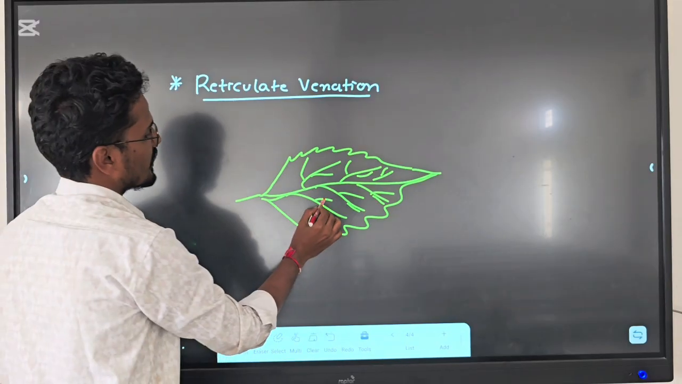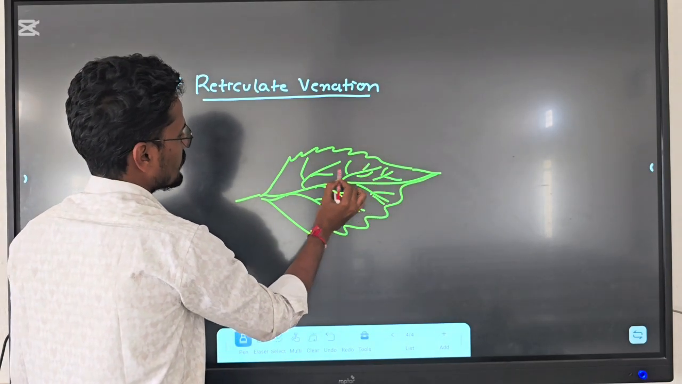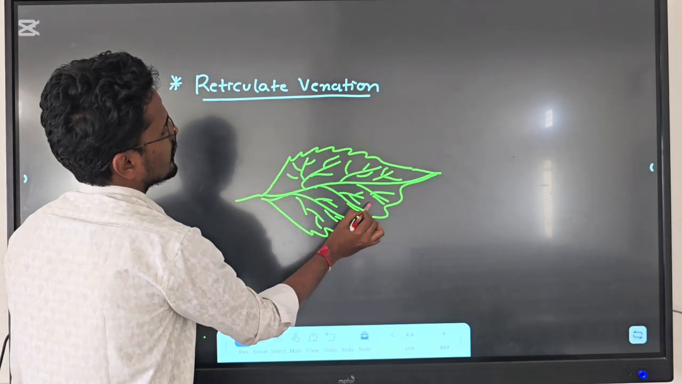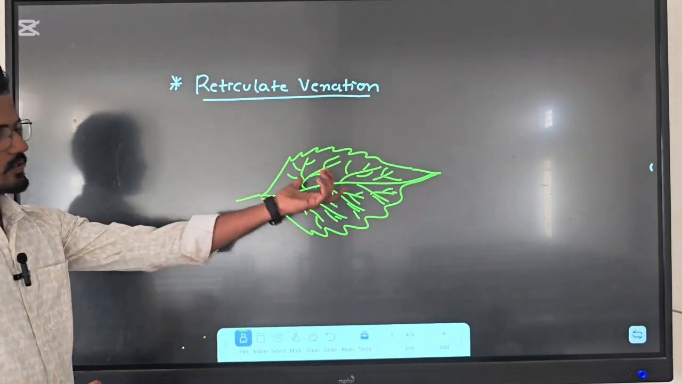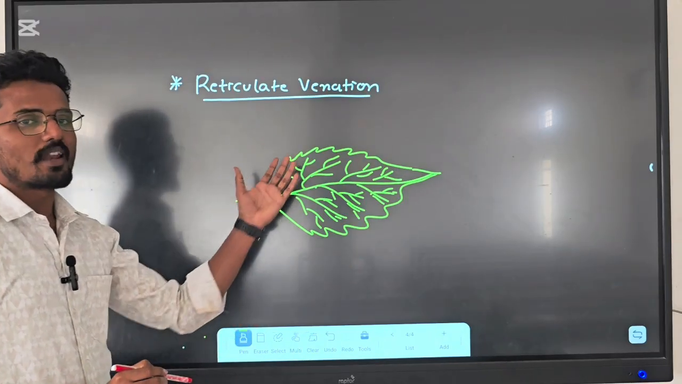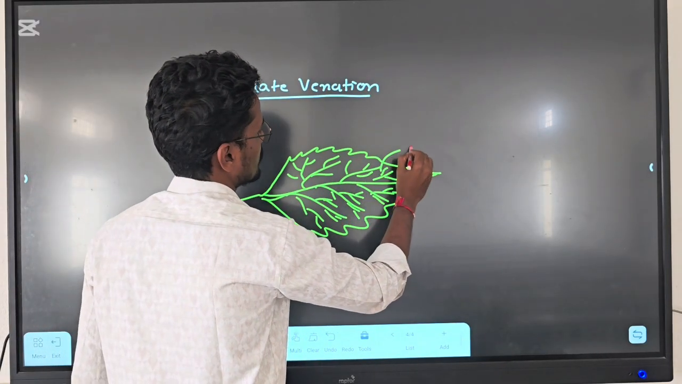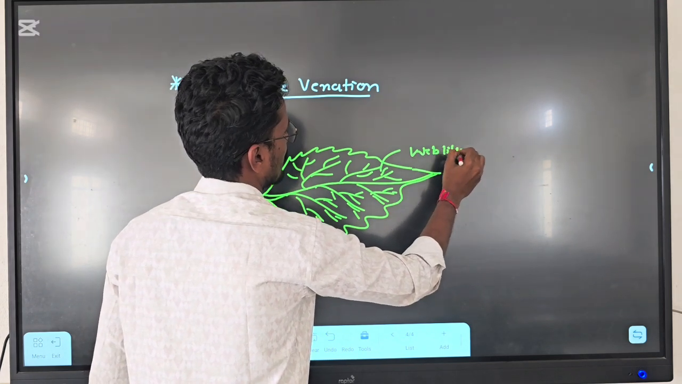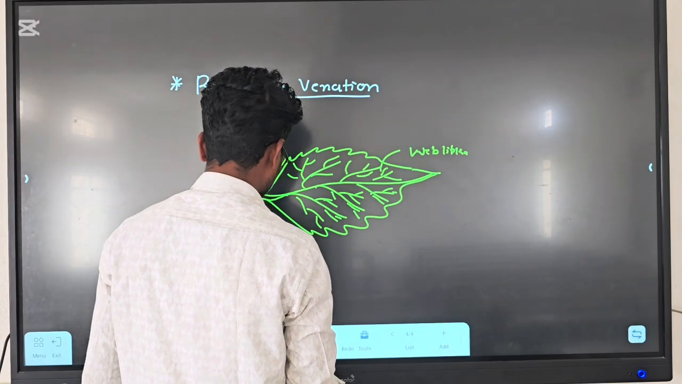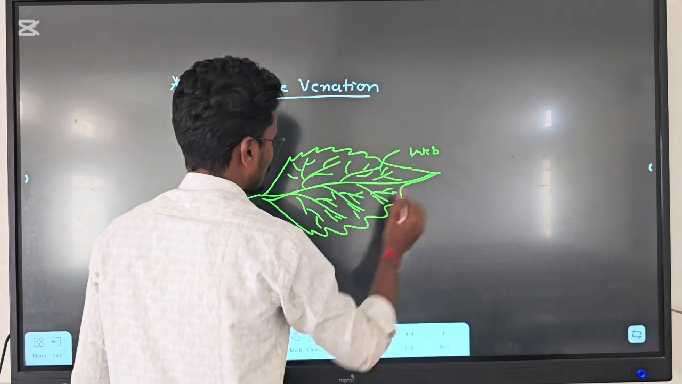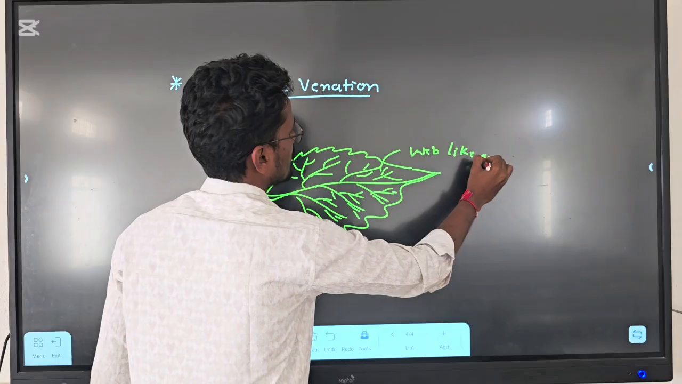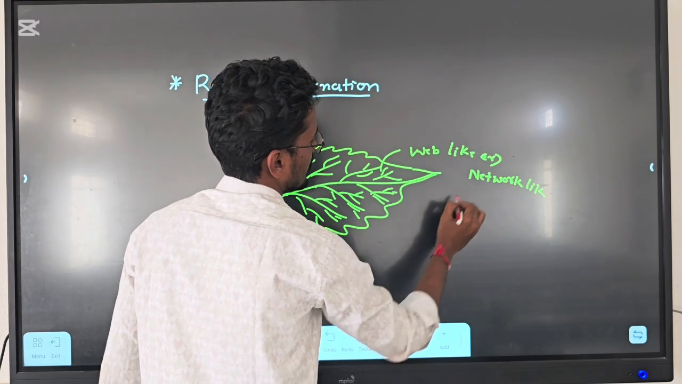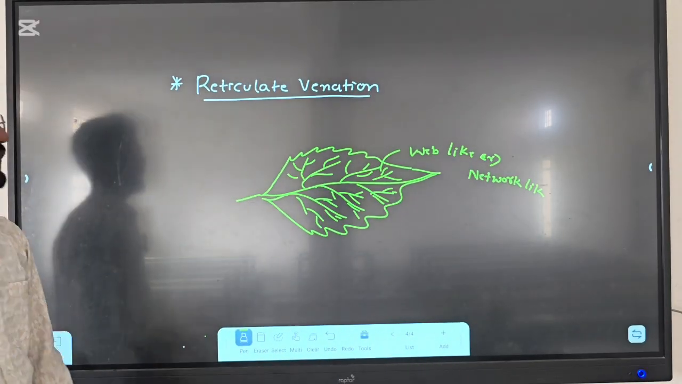These are called veinlets. When we see these veinlets arising from the main vein, they form a web-like or network-like structure. This is called reticulate venation.